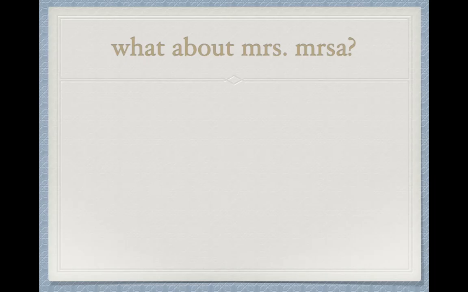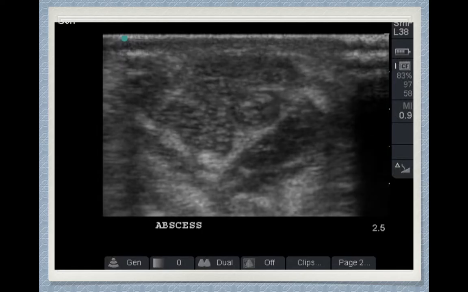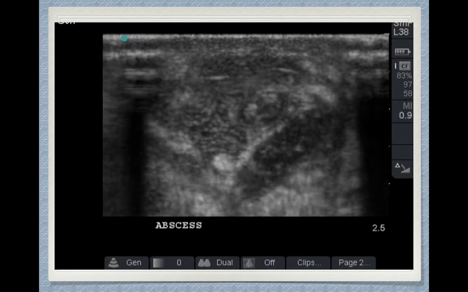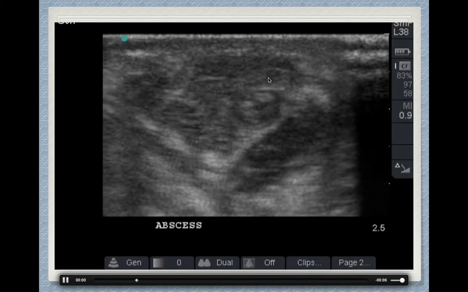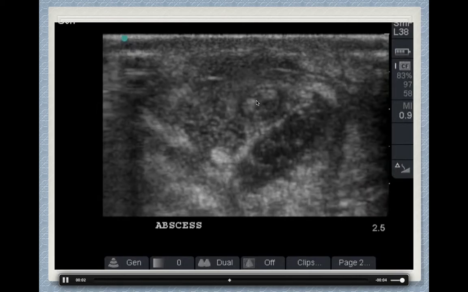What about MRSA infections? I mentioned that not all abscesses are beautifully anechoic and circular and easy to identify. This is something that I picked up in fellowship, and it's certainly not widely taught, but it's becoming more and more apparent that MRSA abscesses tend to have a different appearance on ultrasound. As you can see here, this is called the squish test, where there's actually pressure being applied to the probe. You can see that as it bounces up and down.